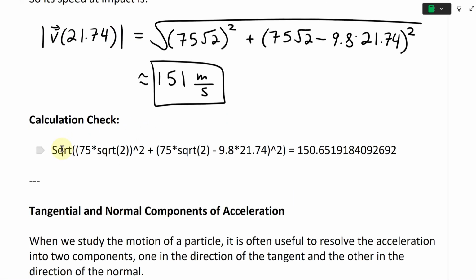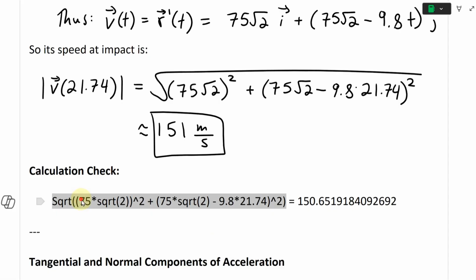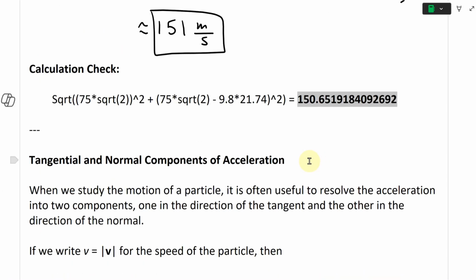And lastly, let's do a calculation check. So here's again my built-in OneNote calculator. I can just write square root, then put a bracket, 75 times square root 2, and then square this side, and then 75 times square root 2 minus 9.8 times 2.1 times 21.74, and then square root that, and then put the bracket at the end. Again, I just press equals space, and I get that all the way. So yeah, 150.65 rounded up to 151. So yeah, good enough.